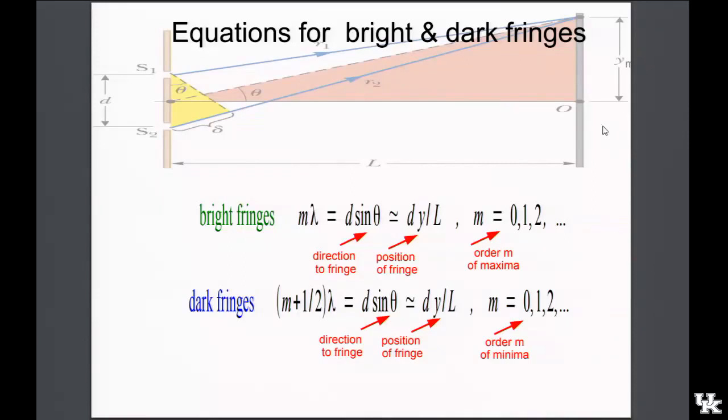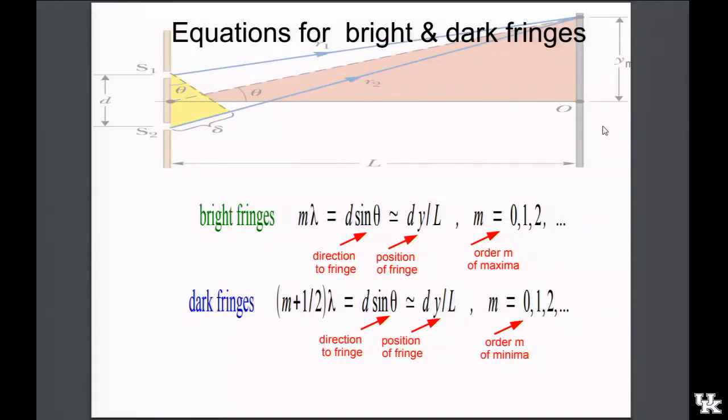So let me just talk about the bright fringes. You get bright fringes when that extra distance is a whole number of wavelengths. So m lambda here, m is just an integer. If the extra distance for the two waves coming from the two slits is 0, then you get the 0th order bright maximum. If it's one wavelength, you get the first order bright maximum. If it's two wavelengths, m equals 2, you get the second order bright maximum. So if d sine theta or dy over L is 0 lambdas, 1 lambda, 2 lambdas, that's bright fringes.